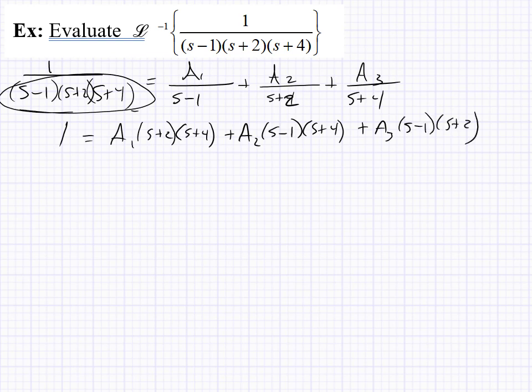And since these are all linear factors, the easiest way to get through this is to say, okay, let's let s be one of the zeros for one of these factors. So let's let s equal 1. How about s equals negative 2? And how about s equals negative 4?